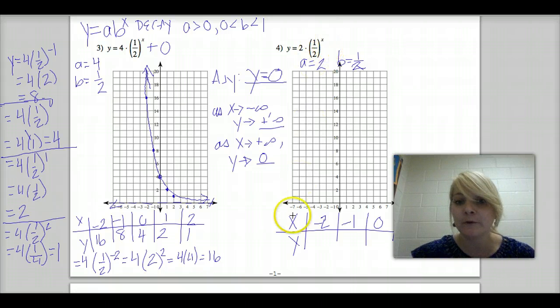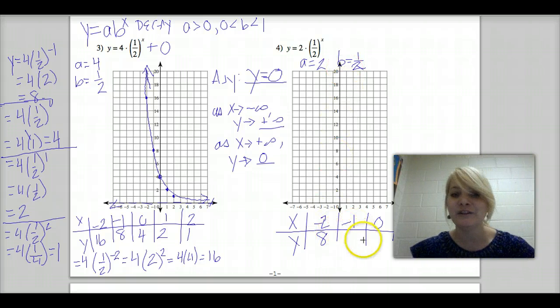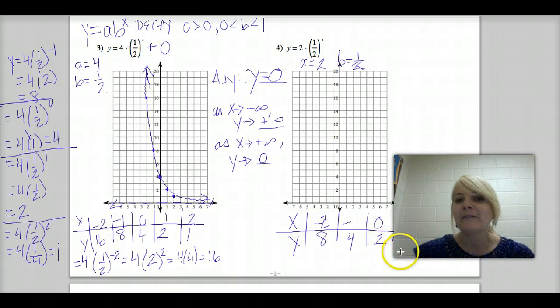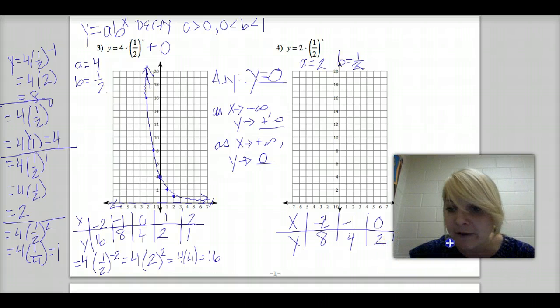will give us 4. 4 times 2 is 8. 1/2 raised to the power of -1 is 2. 2 times 2 is 4. 1/2 raised to the power of 0 is 1. 2 times 1 is 2. 1/2 raised to the power of 1 is 1/2. 1/2 times 2 is 1. 1/2 raised to the power of 2 is 1/4. 1/4 times 2 is 1/2, or 0.5.